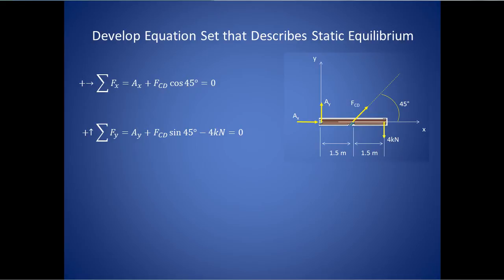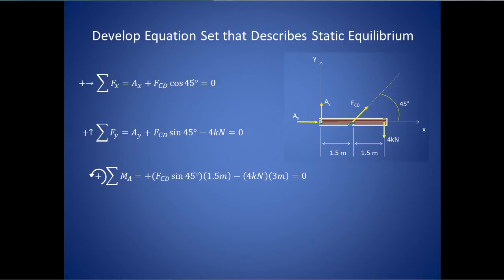The last equation, we can take the sum of the moments about point A. While it is true that we could sum the moments about any of the points on the free body diagram, by summing the moments about point A, the two unknown forces AX and AY have moment arms that are equal to zero. This then yields an equation with a single unknown force, FCD.